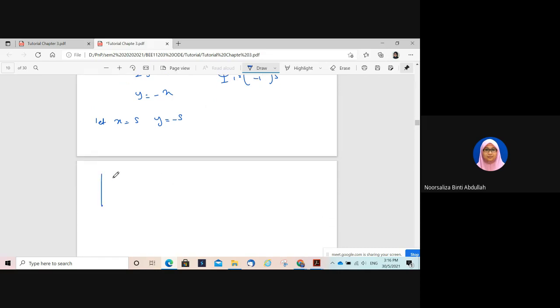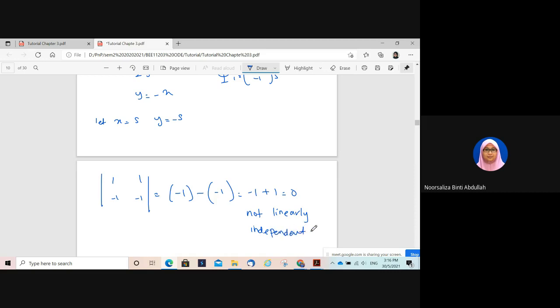Then here is [1, -1; 1, -1], which equals this one times this one minus minus 1 times 1, minus 1. So now we have minus 1 plus 1 equals 0. So we have proved this one is equal to 0, which is not linearly independent.